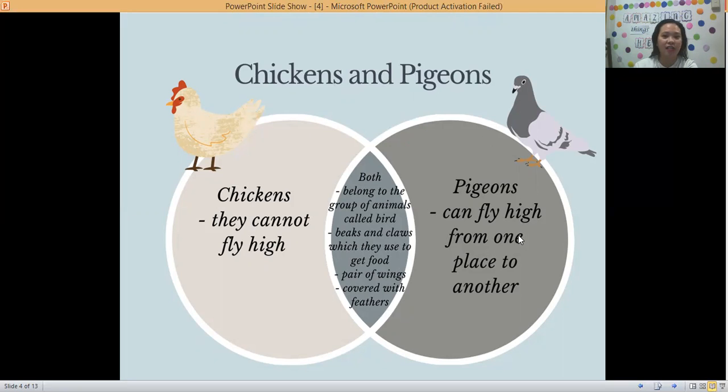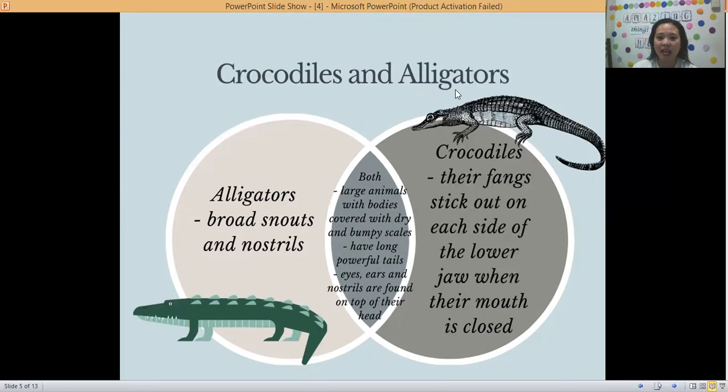Okay, now let's proceed to the next one. Crocodiles and alligators. Alligators have broad snouts and nostrils, while crocodiles' fangs stick out on each side of the lower jaw when their mouth is closed. And then both of them are large animals with bodies covered with dry and bumpy scales. Both of them have long, powerful tails. Both of them have eyes, ears, and nostrils that are found on top of their head.